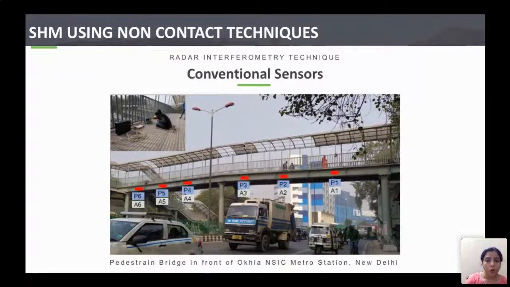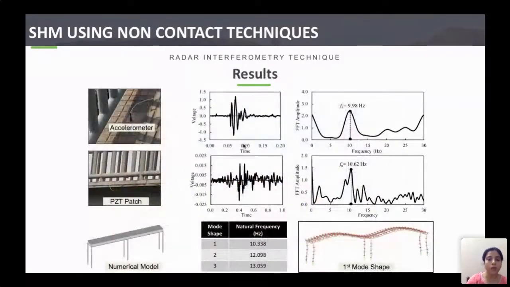And also, we compared these results with the conventional sensors. We attached the piezoelectric sensors and accelerometers on the bridge, and we compared the results of the radar interferometry with the accelerometer and the piezoelectric sensors, and the natural frequency was matching.